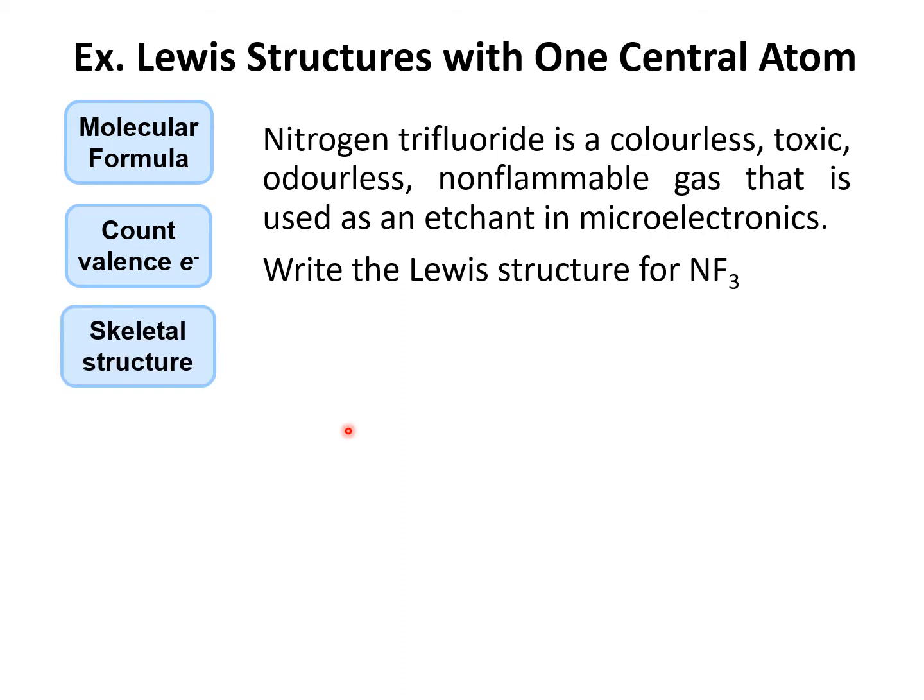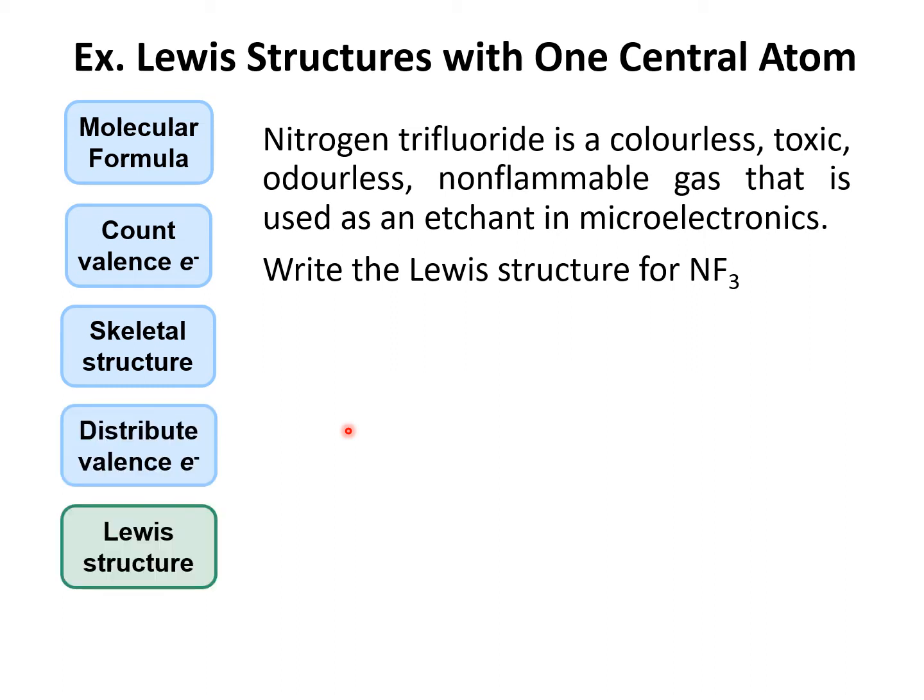And then we will write the skeletal structure of the molecule, and then we will distribute the valence electrons to write the correct Lewis structure. Now, you should recall that nitrogen, being a group 15 element, has 5 valence electrons, and fluorine, which is a group 17 element, has 7 valence electrons. And since there are 3 fluorine atoms in our molecule, we have 3 times 7, which is 21 valence electrons for the fluorine atoms. Adding them all together gives us 26 valence electrons in our molecule.